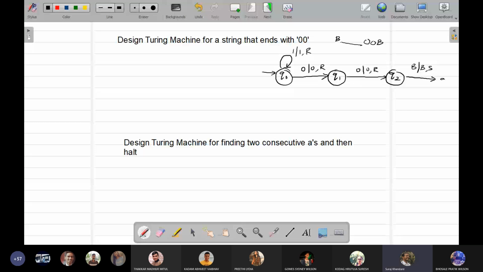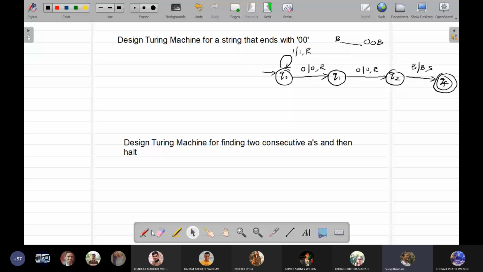So what is happening? Any number, then first 0 comes in, keep 0 as it is, keep moving to the right. Another 0 comes in, that means after the 2 zeros there has to be a blank symbol. Your string is ended. So this blank indicates that your string is ended. 0 will be kept as it is and we move to the right. 0 is kept as it is, we move to the right.